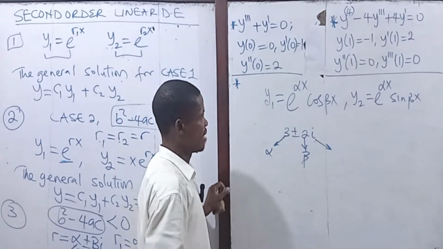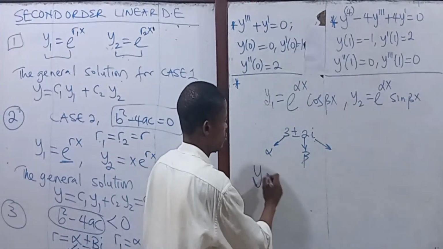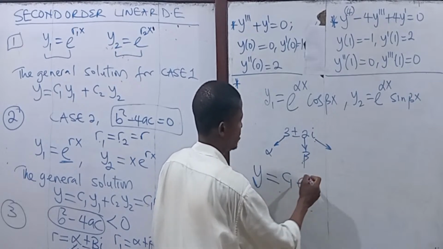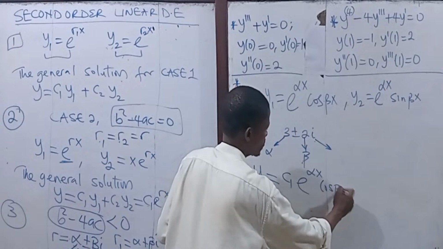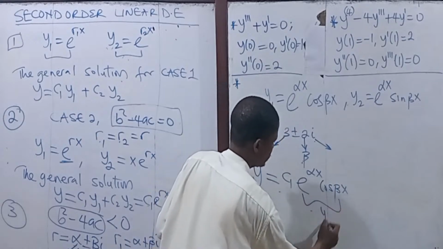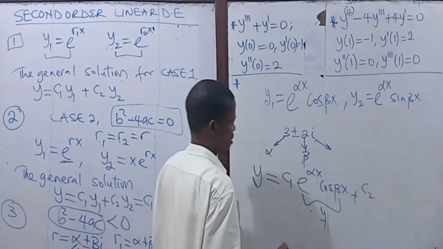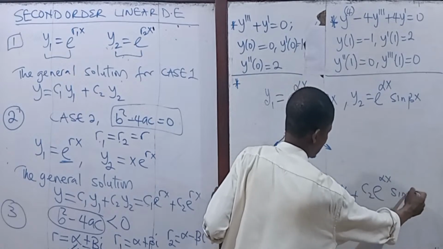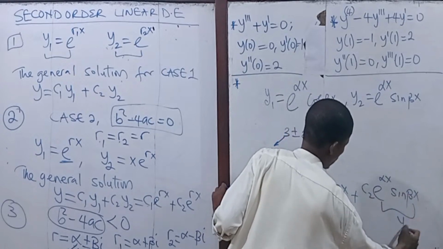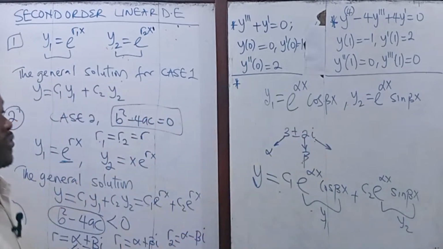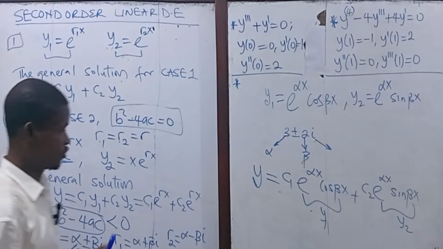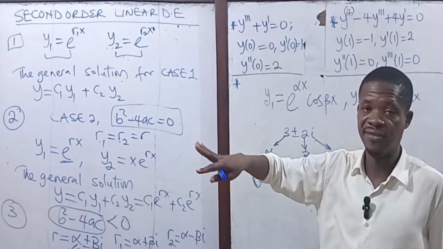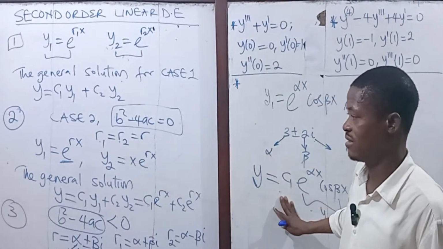And the general solution will be equal to c1 times y1 plus c2 times y2, that is, c1 e to the power alpha x cos beta x plus c2 e to the power alpha x sine beta x. This is your y2. So that's the solution for the case of two distinct complex roots when the discriminant is negative, less than 0. So that's that on this case.